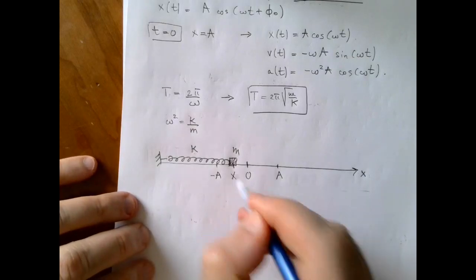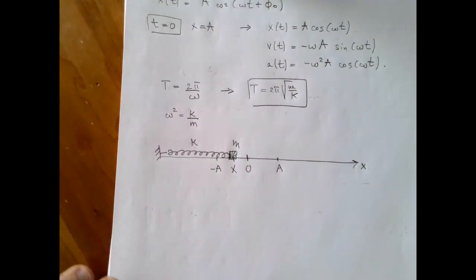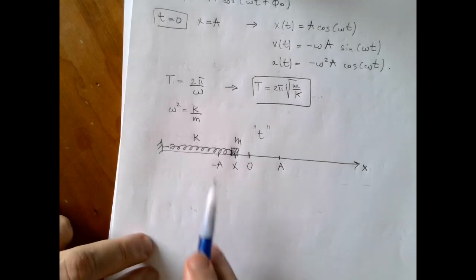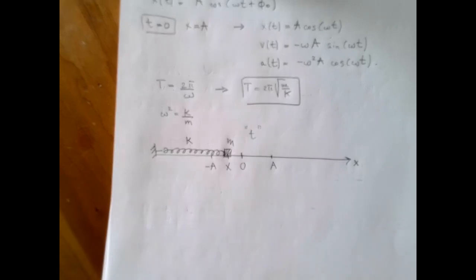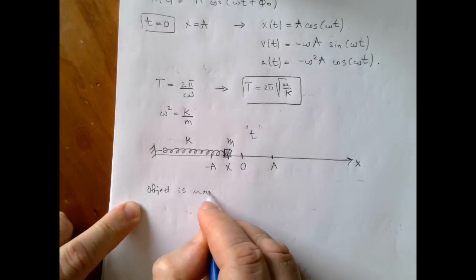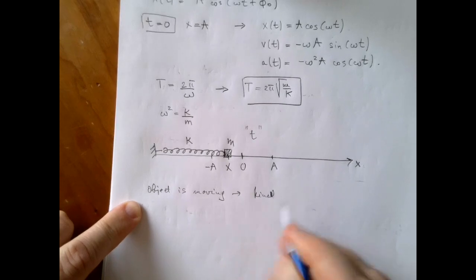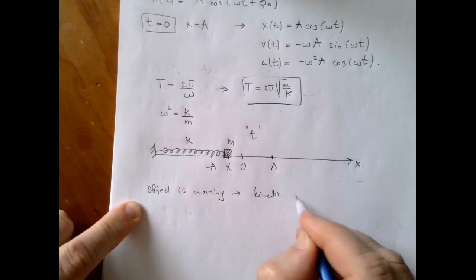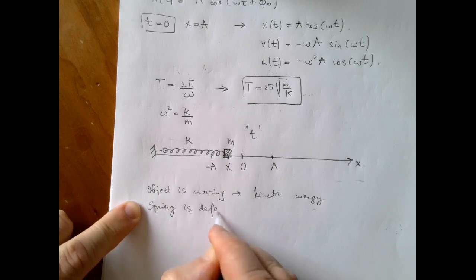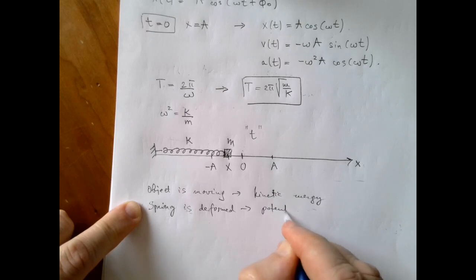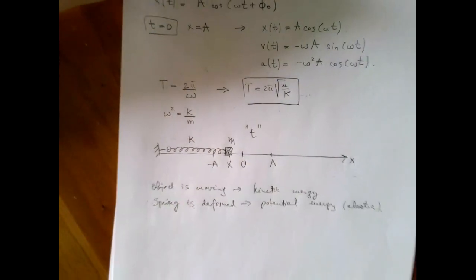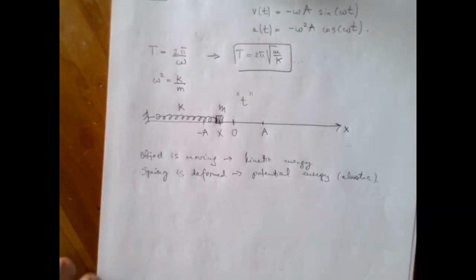I draw here a random position of the object at some time t. At this position, the object is moving, whether to the left or to the right. Therefore, it has kinetic energy. At the same time, the spring is deformed, whether stretched or compressed, which means it has elastic potential energy. So let's work with these two terms.